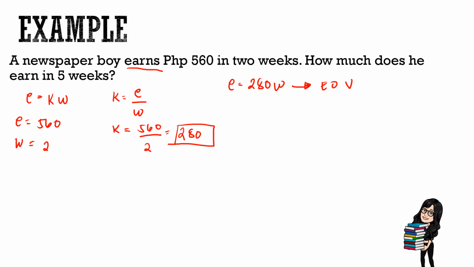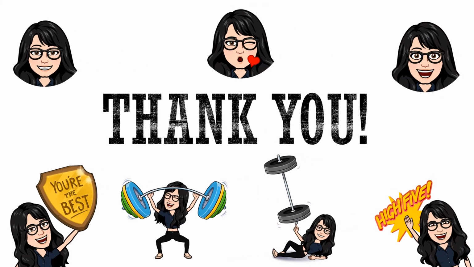After getting the equation of variation, we can now find for the earnings of the boy within 5 weeks. Let's substitute W by 5. So we have E is equal to 280 multiplied by 5. Multiplying 280 by 5 will give us an answer of 1,400. Therefore, the earning of the boy within 5 weeks will be 1,400 pesos. Thank you.